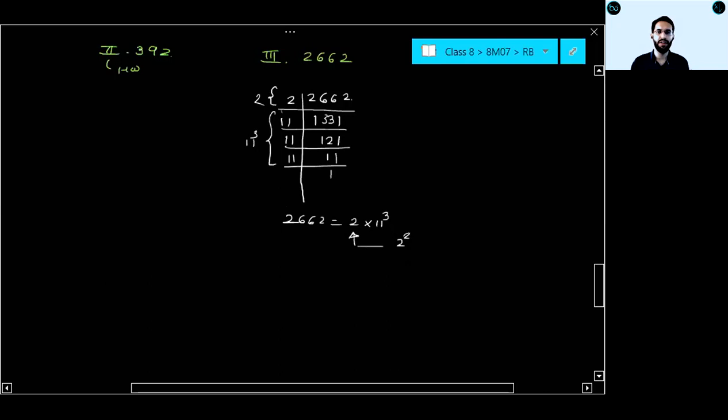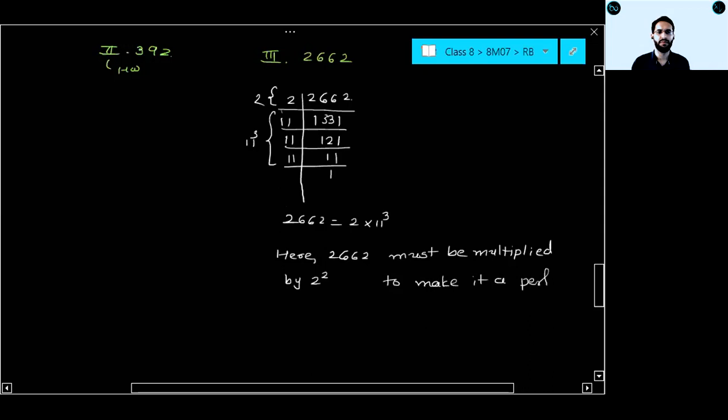Very good. So here 2662 must be multiplied by 2 square to make it a perfect cube. Are you getting my point, students? Yes or no? Please give me some response, right?